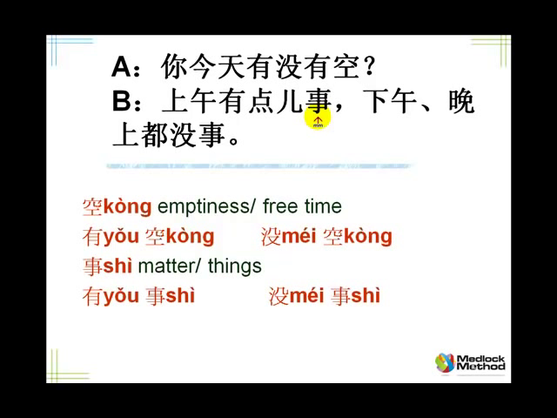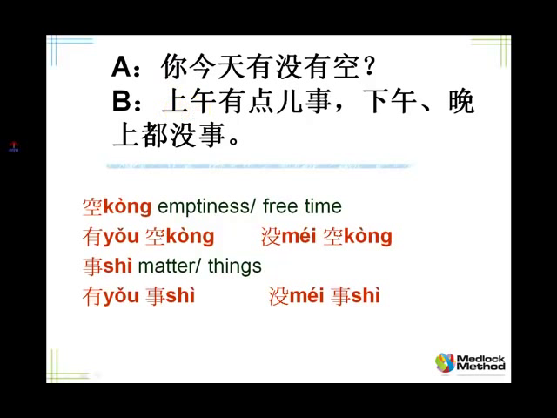上午有点事. And again, we know that we are talking about you, and then you answer I. You don't have to say I. 我上午有点事. Because the subject is understood already. And here as well, you actually can say 今天有没有空? I'm talking to you, of course. You know it's 你. You don't have to use 你 here as well.